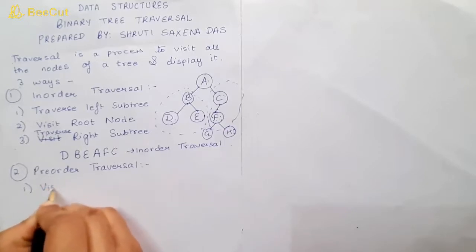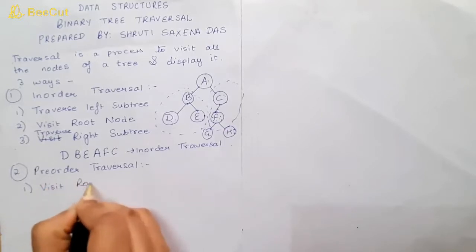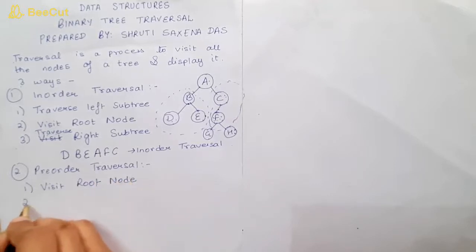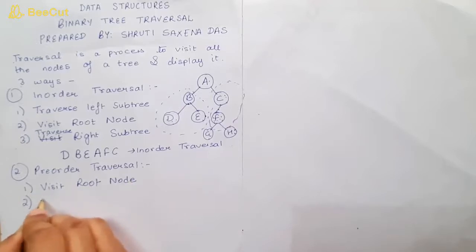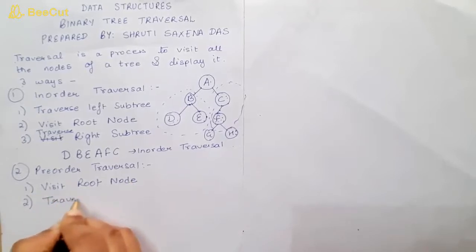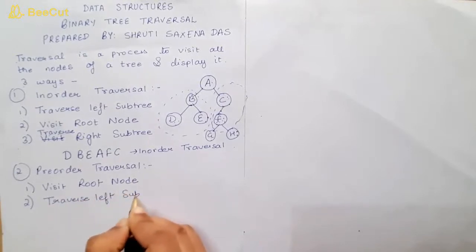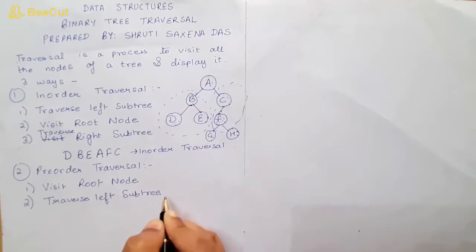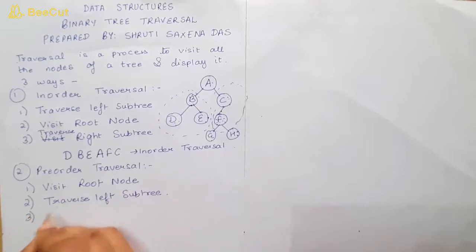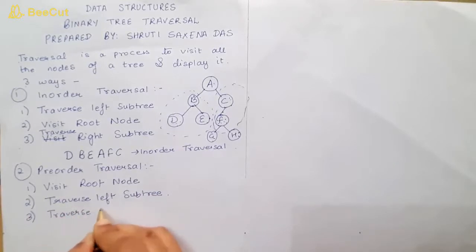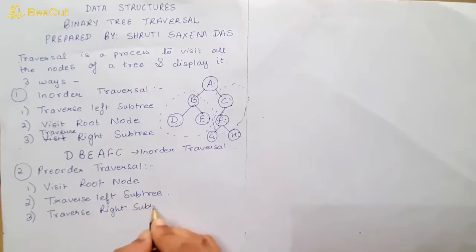So we'll visit the root node first, then we'll move on to left subtree. So we have to traverse left subtree. Basically what is happening, see, in these steps, in traversing left subtree or traversing right subtree, we are exploring it in a recursive manner.